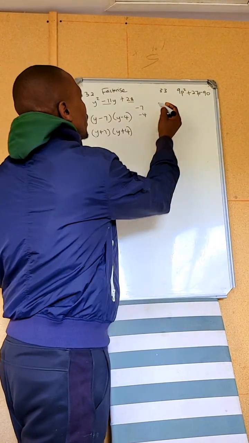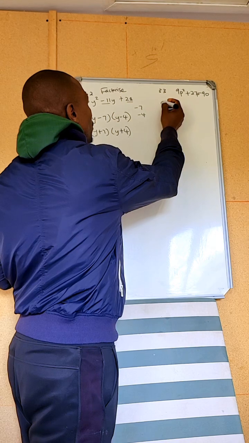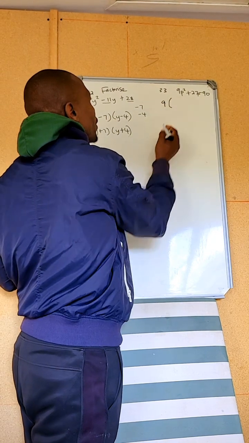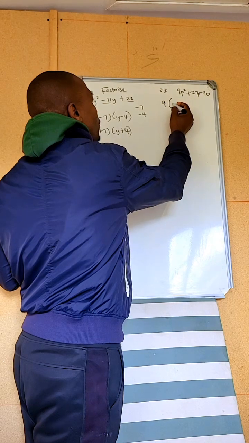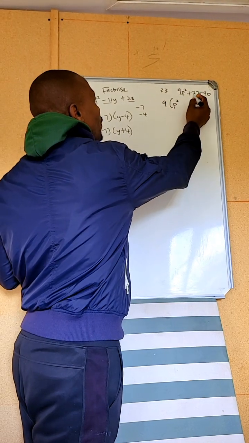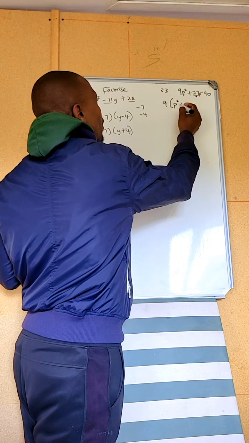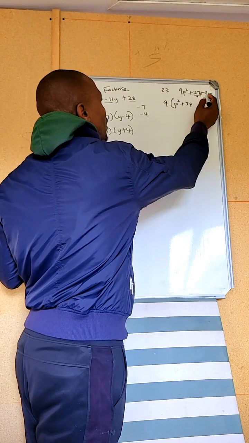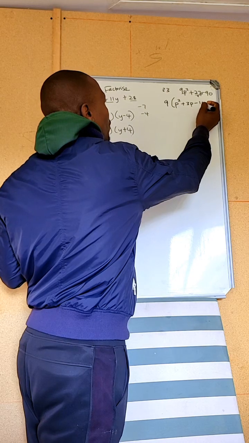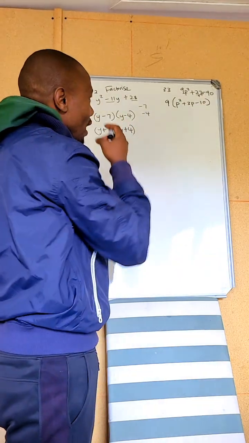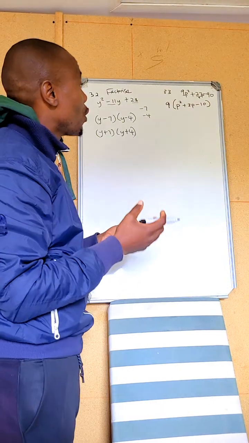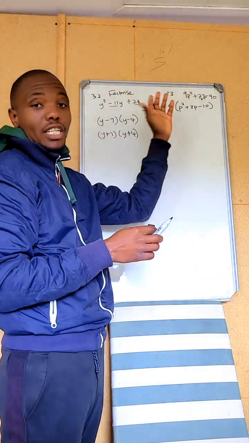So what do you do with it? You factor it out first. So we've got 9 now as our common factor. If we factor out 9 from here, we remain with p squared. If we factor out 9 from here, we remain with plus 3p. We factor out 9 from there, we remain with minus 10. It does not end there. It's multiple choice. If it was not multiple choice, a learner would have scored a mark for just doing that.